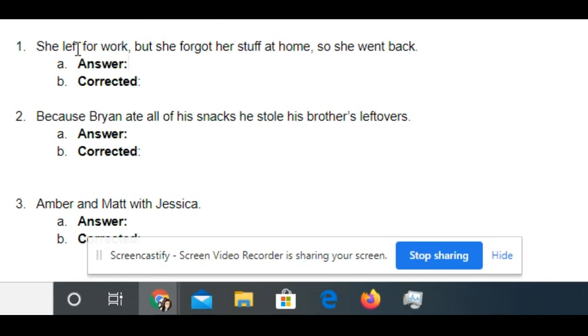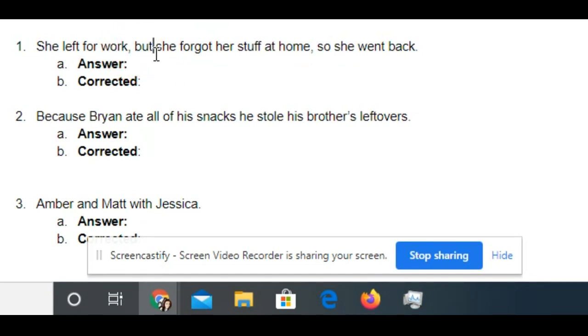So how I always figure out how many complete thoughts there are, after I've gone through and I've read it out loud, I go back and I find all the subjects and predicates. So I can figure out which ones are the complete thought. She, so that's going to be a subject. What did she do? Left for work. Okay, so she left is our first complete thought. So this first part could be a complete sentence on its own. But she forgot her stuff at home. Okay, well, she's the subject. Forgot her stuff at home is the action. That's what she did. And it was linked to this first sentence with the conjunction but.